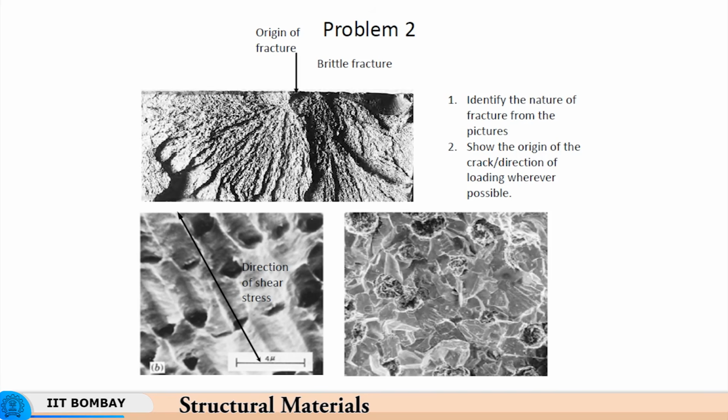So the crack has originated here and propagated in several directions. When the crack initiates at the center, it will propagate radially outwards, giving out this kind of radially outward river pattern. So wherever these river patterns converge, that is the origin of the crack.